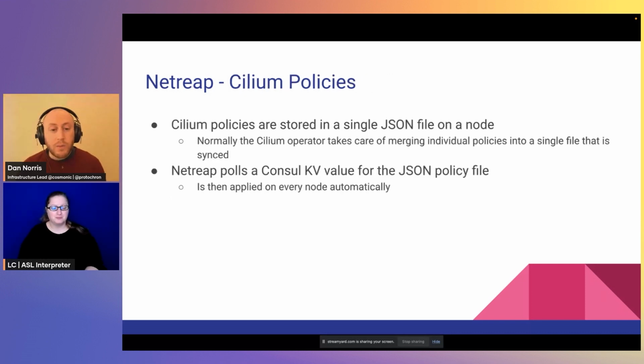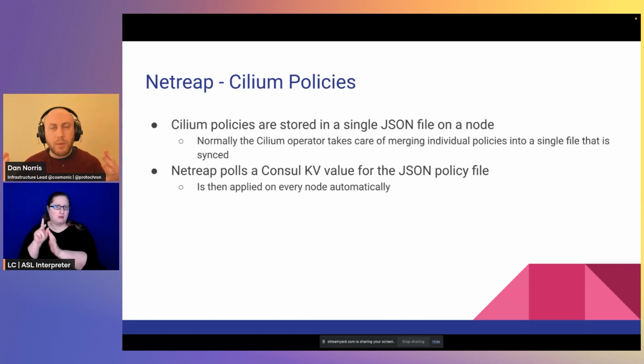The next thing that we end up using from Netreap was the Cilium policies, or the network policies. In Kubernetes, they typically follow the established pattern of having a bunch of CRDs, or custom resource definitions, for managing network policies. They have little snippets that you can apply, right? You can say that for one workload, this is the network policy.